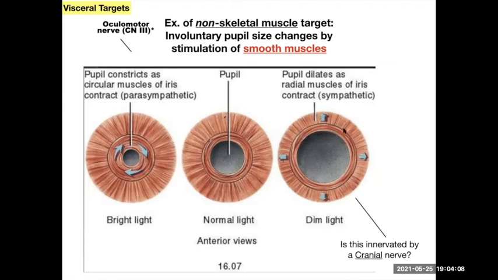In dim light, you have another set of nerves, not the oculomotor neuron, but another layer out here, which when stimulated will widen the pupil. But both of these are around the eyeball right there, and they're smooth muscle controlled involuntarily. So that's the other function of your oculomotor neuron. That's why it's one of those visceral nerves.